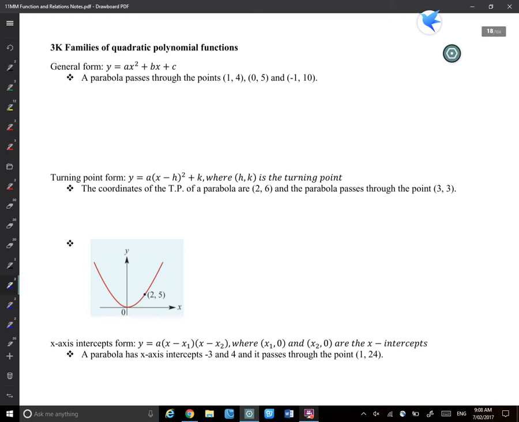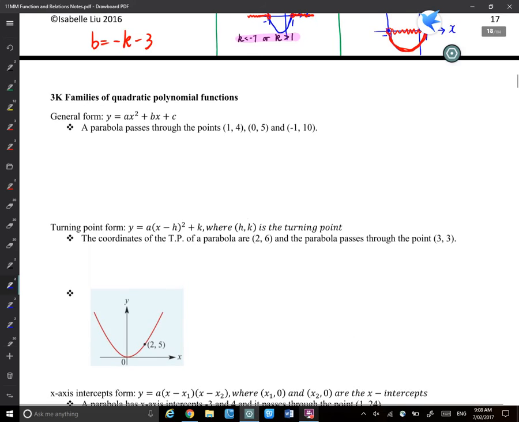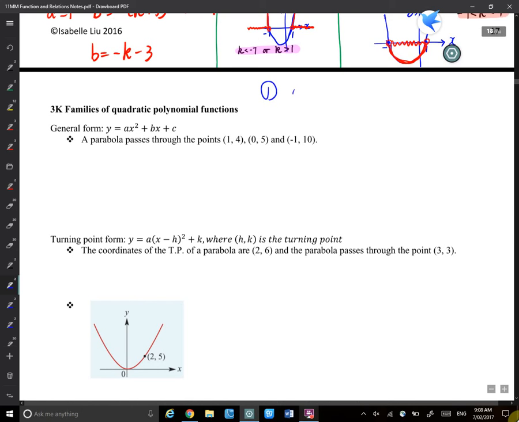Now we have quadratic. Family of quadratic polynomials. There's more than what we can think about. For quadratic, for example, the first one is that they all pass through one x-intercept.